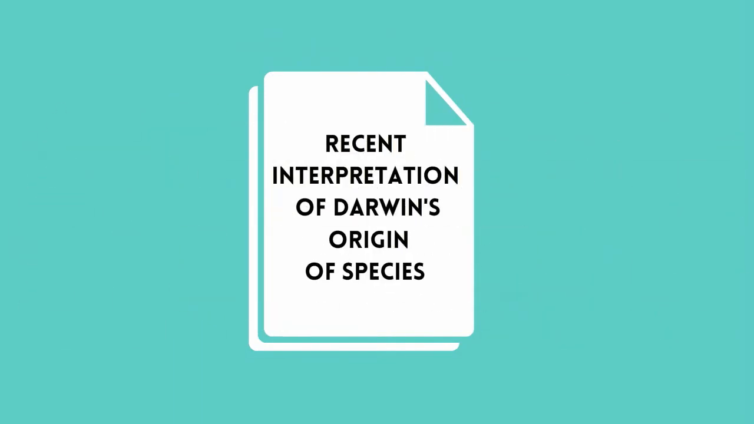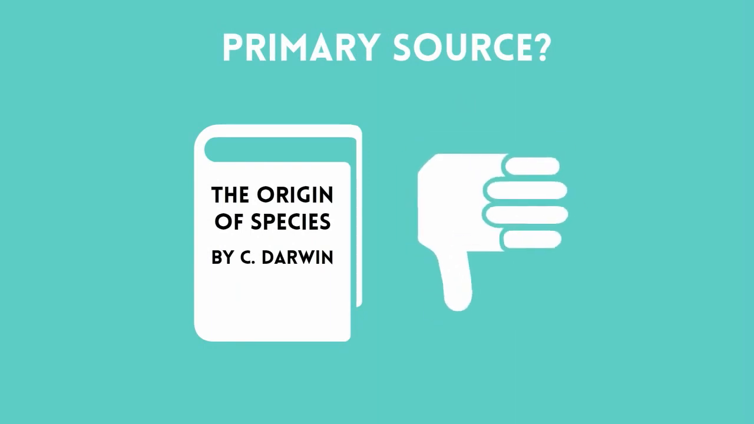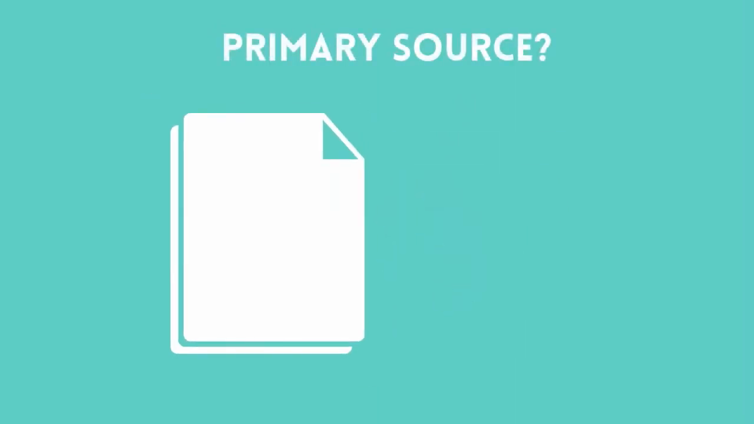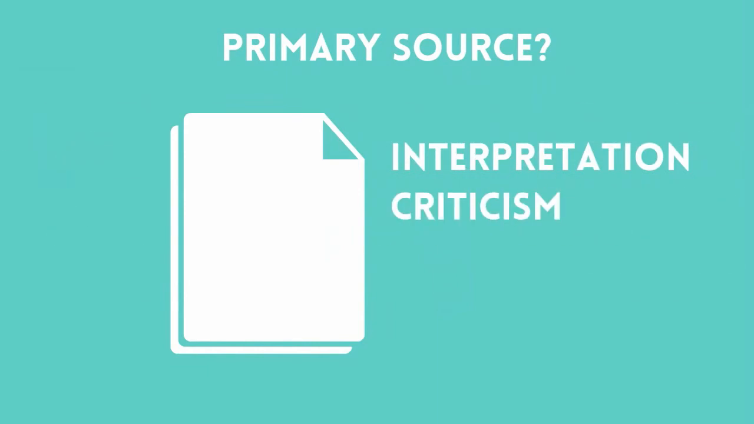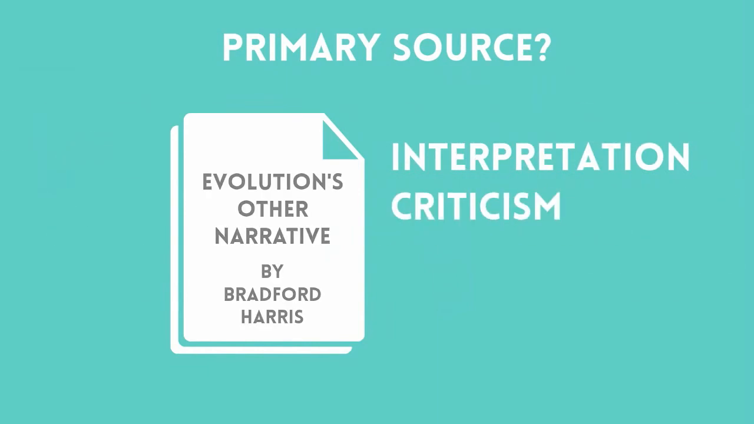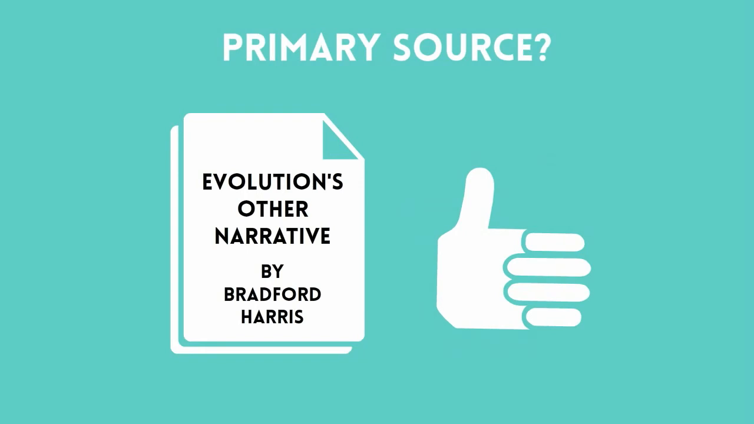Instead, you are actually researching the various interpretations and criticisms of Darwin's theory over the last 5 years. Instead of using Darwin's book as a primary source, you're now seeking to analyze the various recent interpretations and criticisms of the theory of evolution. In this case, any work that interprets Darwin's theory in recent years, including Harris's article, would be considered primary.